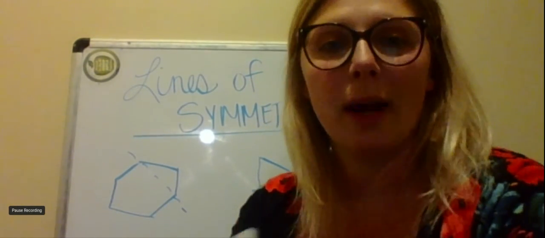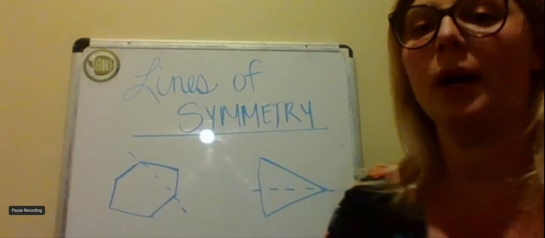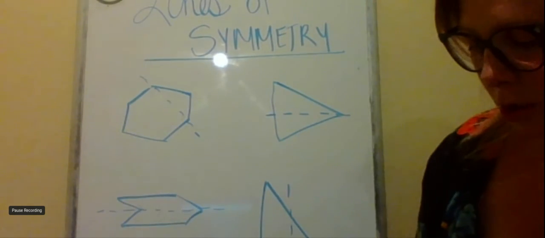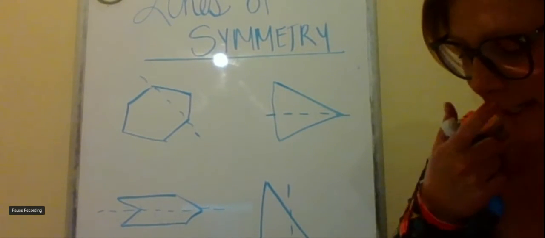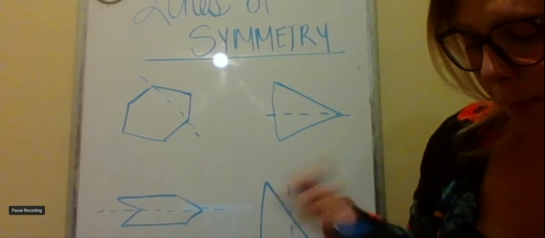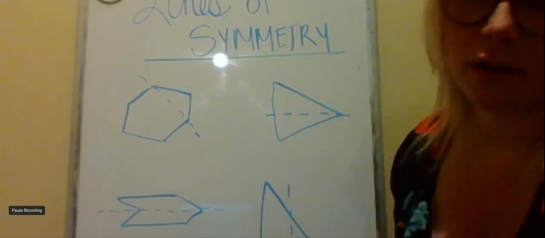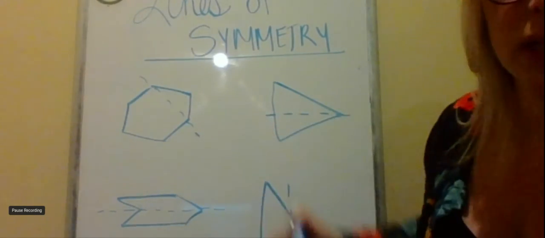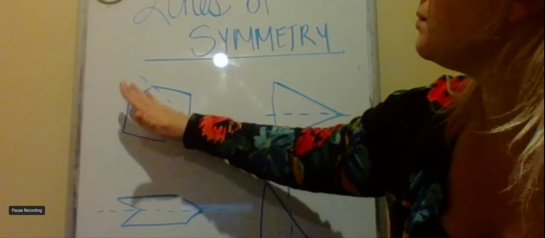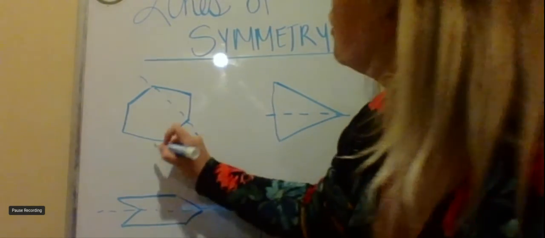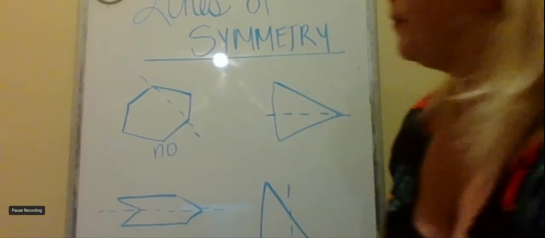Okay, so I made some shapes behind me. What we're going to do is look at each shape and tell if the line on these appears to have symmetry, and then we're just going to write yes or no. So if I looked at this one, it is cut diagonally. If I folded this piece over, would it be the same on both sides? No. So you would just simply write no.